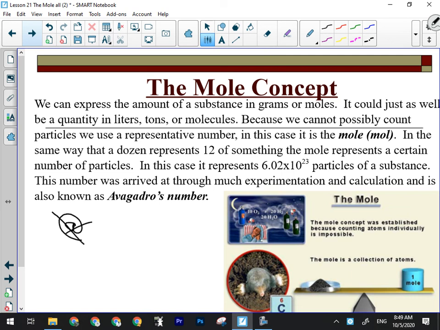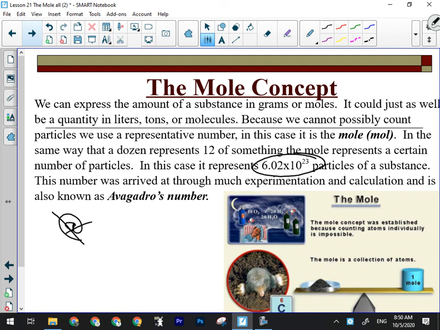So, in the same way, a dozen always represents how many? 12. Well, a mole always represents this many. It doesn't matter what I have, 1 mole is that many. Whether it's atoms or molecules, it's that many. 6.02 times 10 to the 23. So a mole works just like a dozen. It's always the same number. Everybody good with that?